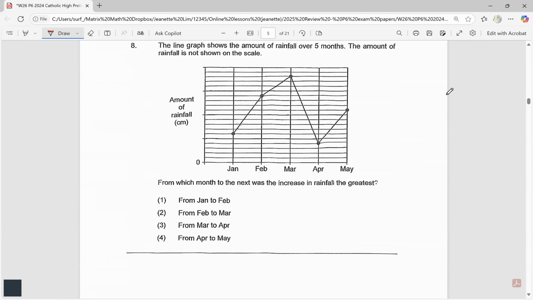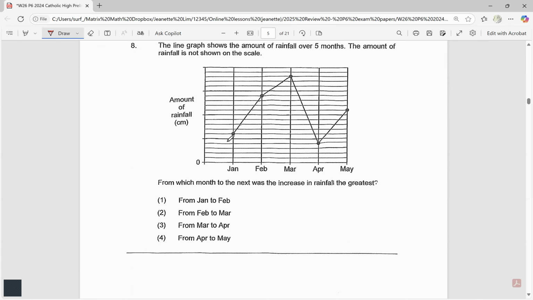Eight, line graph shows the amount of rainfall over 5 months. The amount of rainfall is not shown on the scale, so they're just giving you what it looks like, but not telling you exactly how much it is. So we're looking for which months, from one month to the next, had the greatest increase. When we are talking about increase, it definitely has to go up. So March to April is out because that's going down. Now, if you go up, the greatest increase means it's the steepest, it goes up by the greatest number of units.